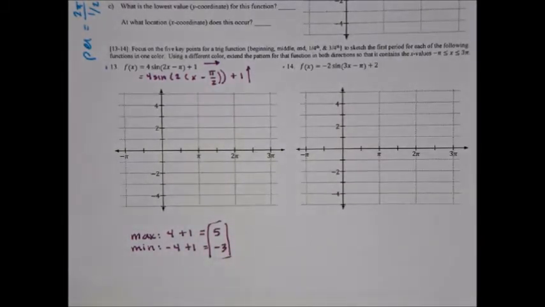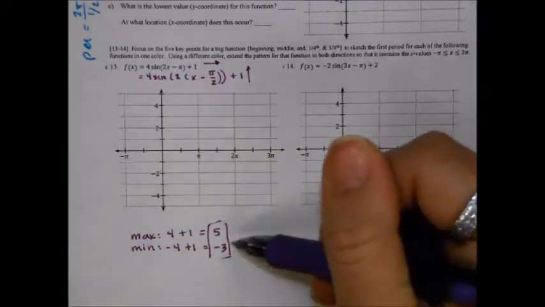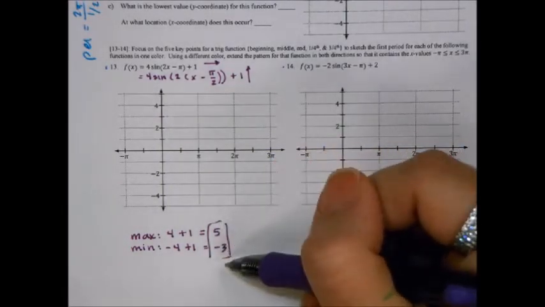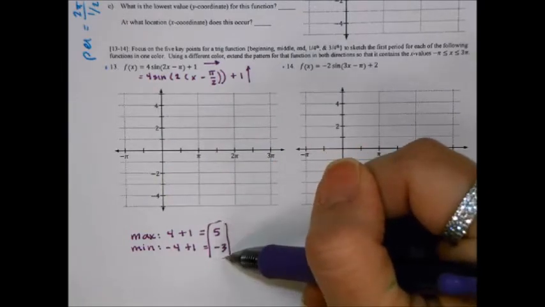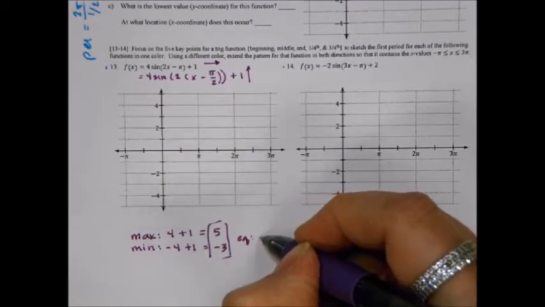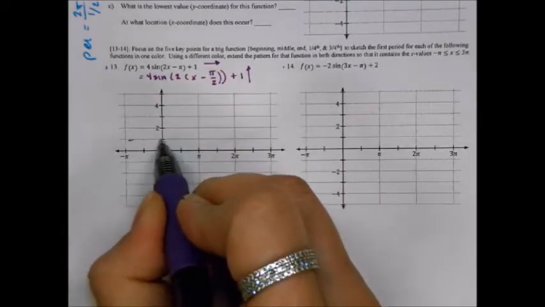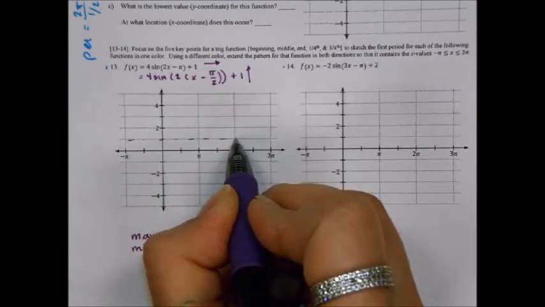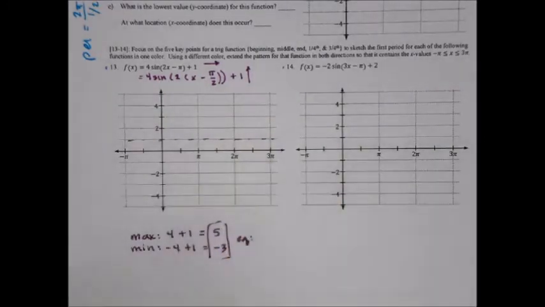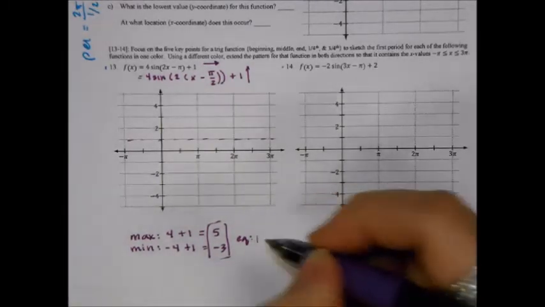All right, the equilibrium should be right in the middle of those 2 values. To find the middle of any 2 numbers, you would average them and you would end up with 1. So your equilibrium should end up on y equals 1. It does help to have a little dotted line in there to make sure your points end up in the right spots. So the equilibrium is 1.